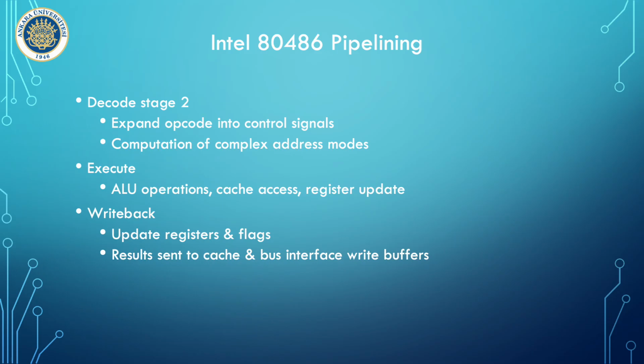In decode stage 2, the processor expands the partially decoded opcode into a full set of control signals and computes complex effective addresses such as base plus index plus displacement. The execution stage then performs the arithmetic logic unit operations, accesses the cache when needed, and updates registers. And finally, in the write-back stage, the results are written to the appropriate registers and possibly to cache or memory through the write buffers.